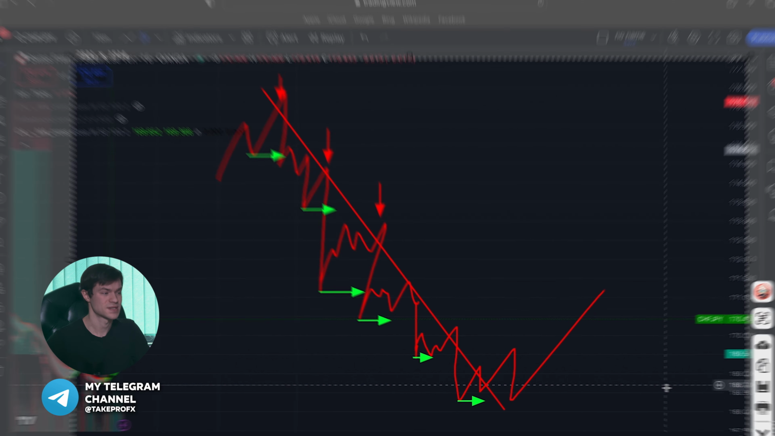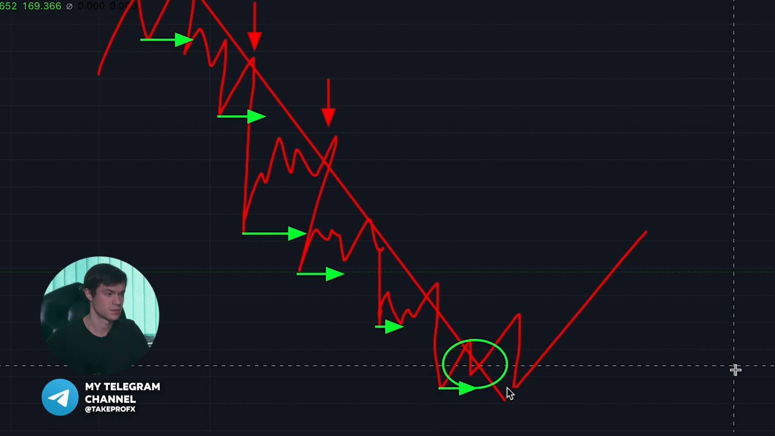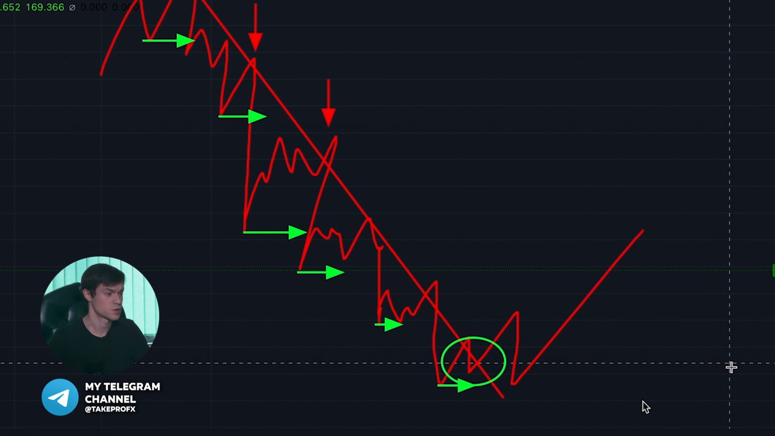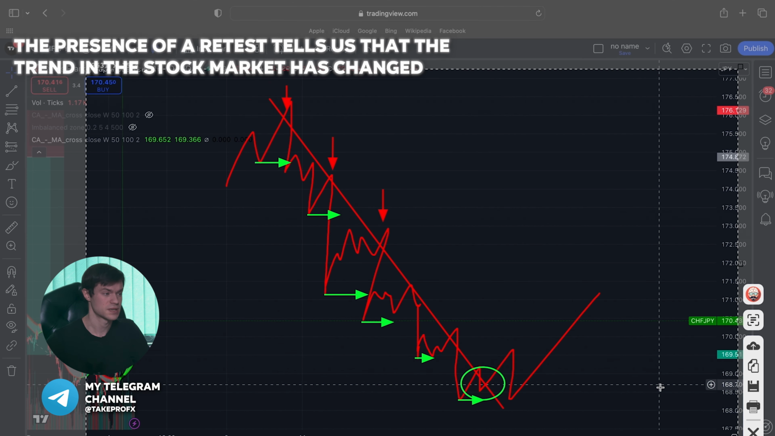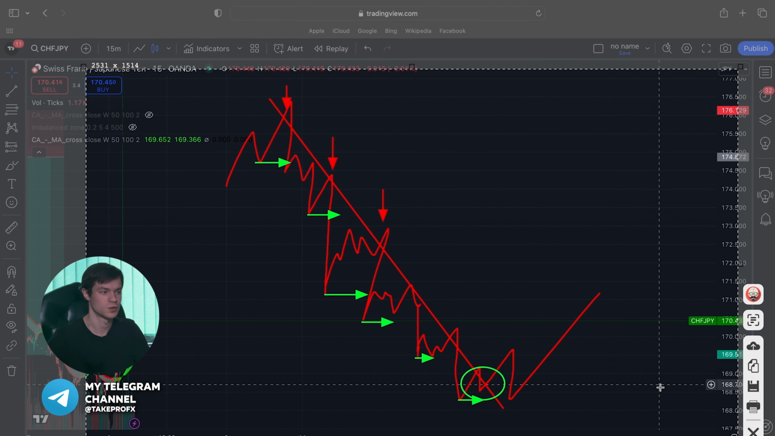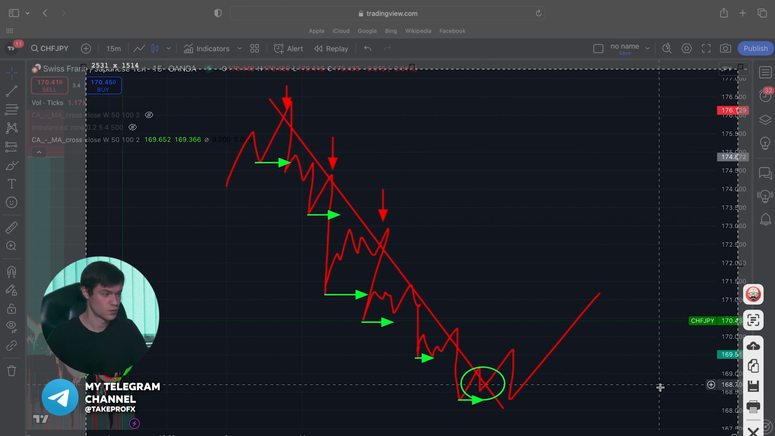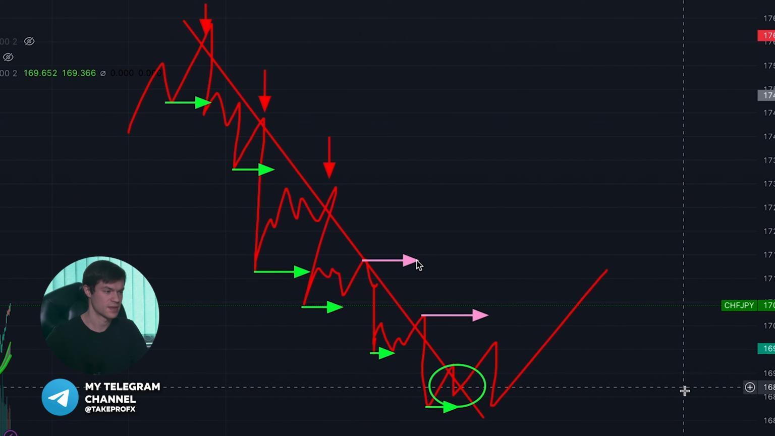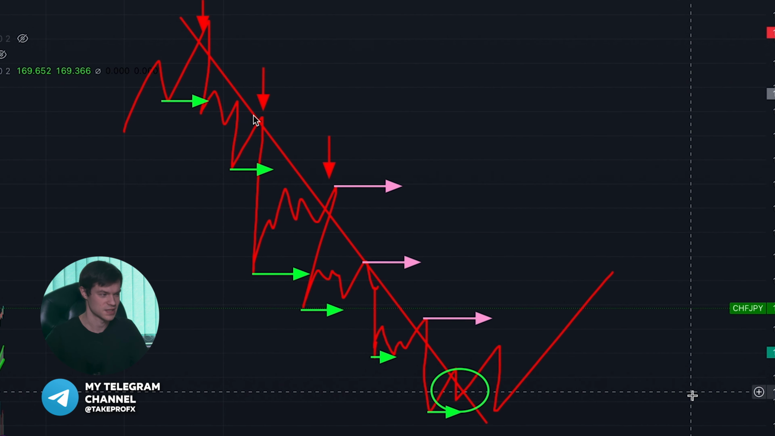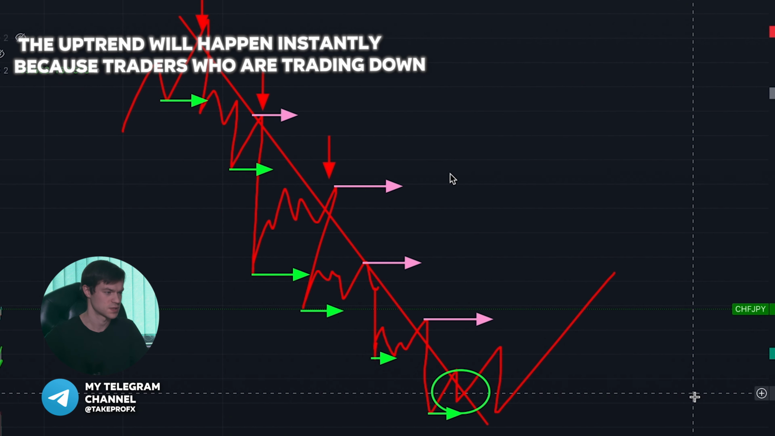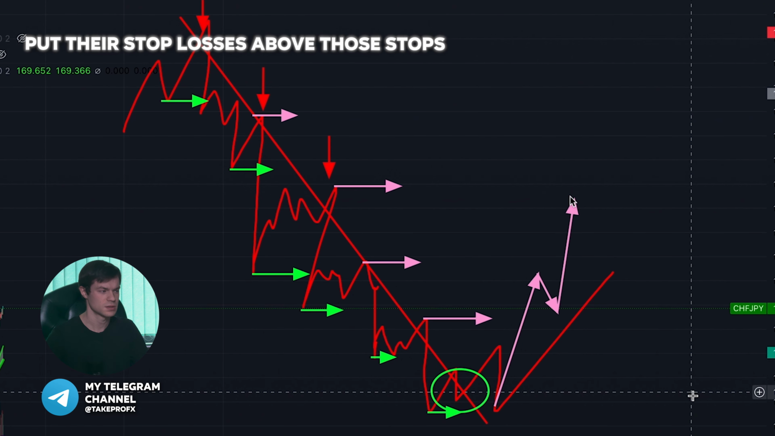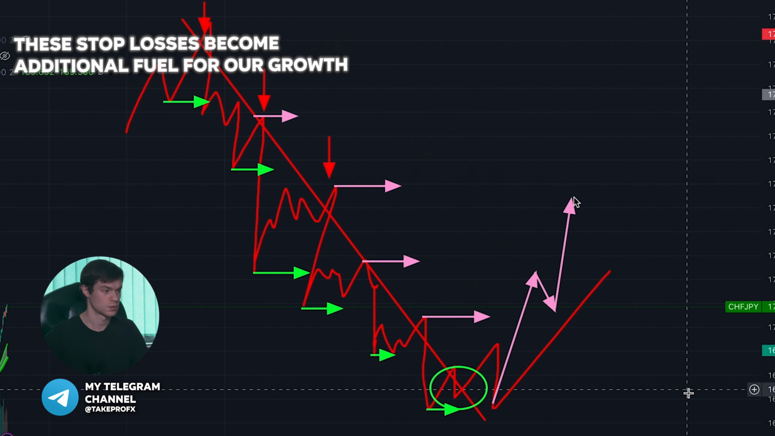And the key moment appears exactly when the chart breaks and retests this trend line again. The presence of a retest tells us that the stock market's trend has changed. Basically, this is all you need to know in order to open some trades today. Because the funny thing is that when we have a counter trend, for example, if we had a falling trend here, the rising trend will happen immediately and fast due to the fact that traders who trade on the downside put their stop losses over these tops. So when we have a growing stock market, these stop losses become additional fuel for our growth.